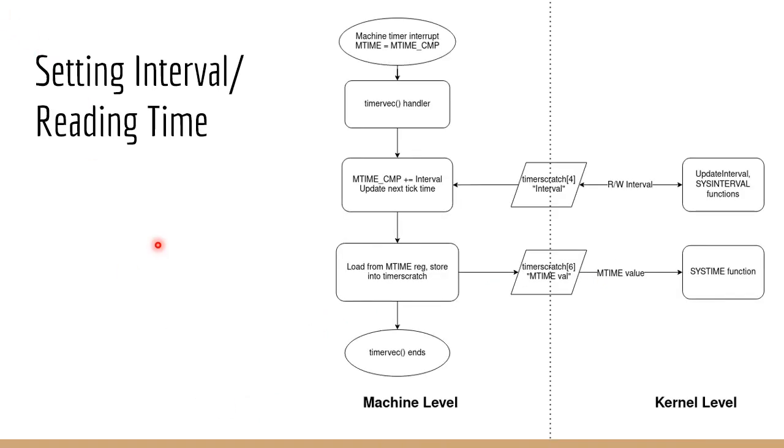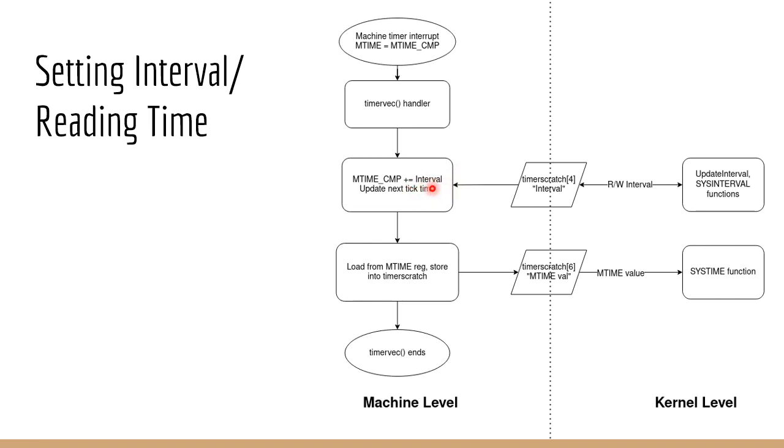This slide describes the mechanics of exactly how we set the interval for the next tick, as well as how we read the system's time. When the computer is running, a machine-level interrupt occurs every time the machine time register equals the mtimecmp register. When that happens, an interrupt handler called timervec runs, and in that handler, the mtimecmp register is updated with the value of the interval.